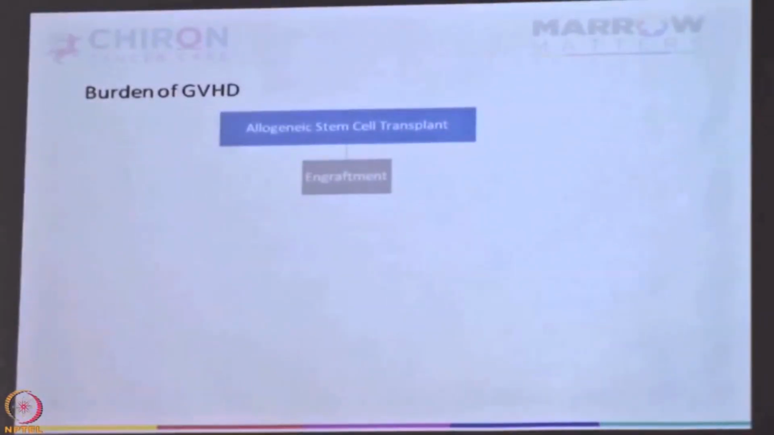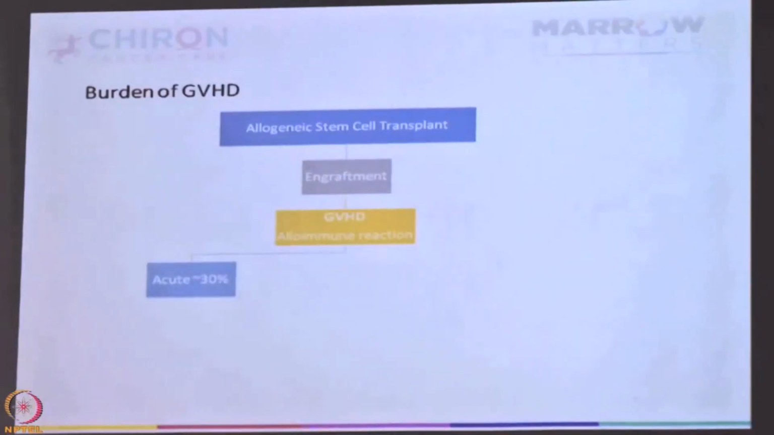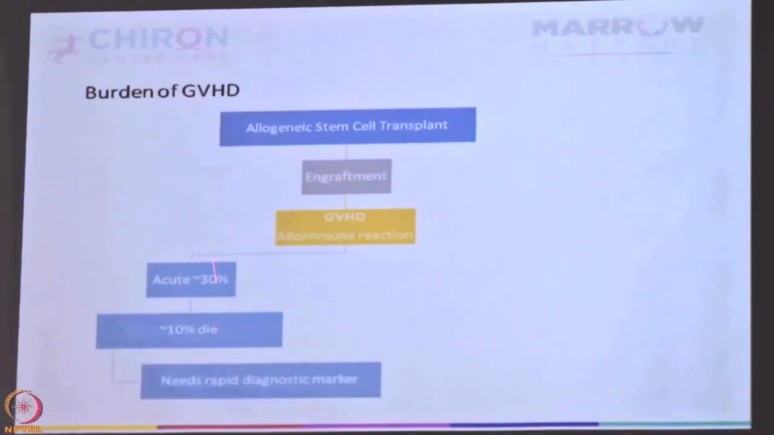Yeah? And then you put in the donor stem cells, the donor stem cells go in and they engraft, they create a new marrow. As they create a new marrow, the donor cells may attack the host and cause graft versus host disease, GVHD. This GVHD will happen in the first 100 days in 30% and 10% will die because of it, right. Now this is so bad, in spite of the best immunosuppression, patients will die. So we need a rapid diagnostic marker. If we wait until clinical symptoms develop, it is already too late.